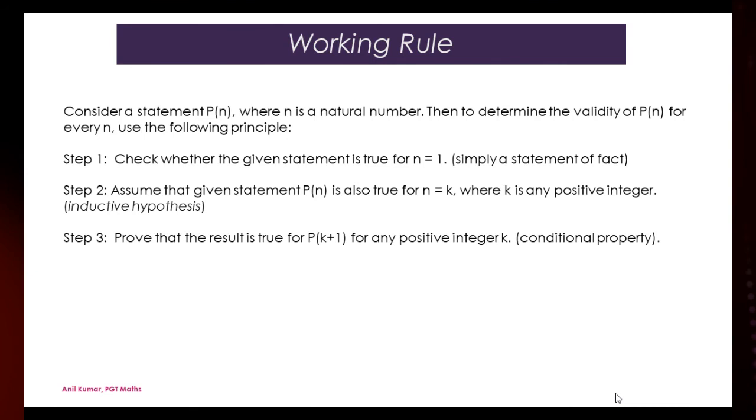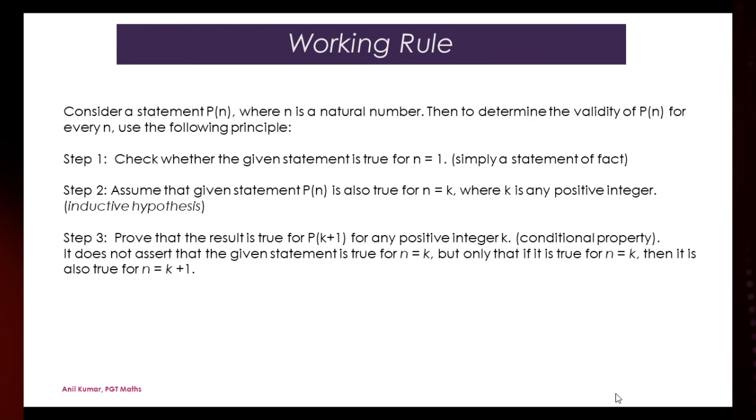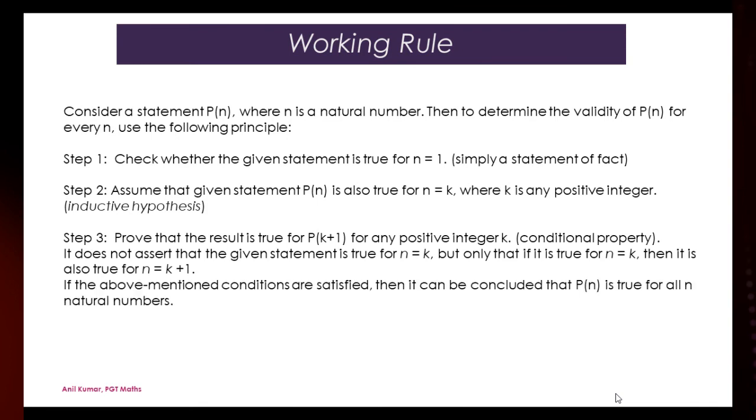And the third step, prove that the result is true for n is equal to k plus 1 for any positive integer k. This is known as the conditional proof. That means it will depend upon the value of k. It does not assert that the given statement is true for n is equal to k, but only that if it is true for n is equal to k, then it is also true for n is equal to k plus 1. And if the above mentioned conditions are satisfied, then it can be concluded that the statement is true for all n belonging to natural numbers.